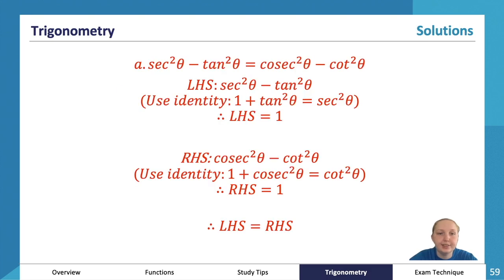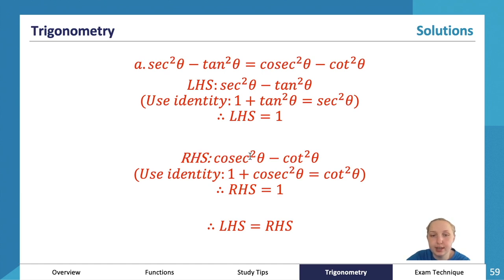Okay, so let's have a look at these ones. If we've got sec squared theta minus tan squared theta equals cosec squared theta minus cot squared theta, let's first look at our left-hand side, and we've got sec squared theta minus tan squared theta. And then if we use the identity that 1 plus tan squared theta is equal to sec squared theta, so we just substitute 1 plus tan squared theta here, we'll end up with the fact that the left-hand side is equal to 1.